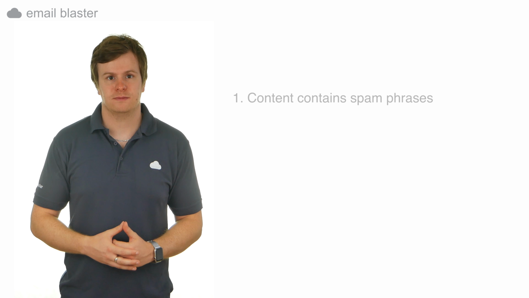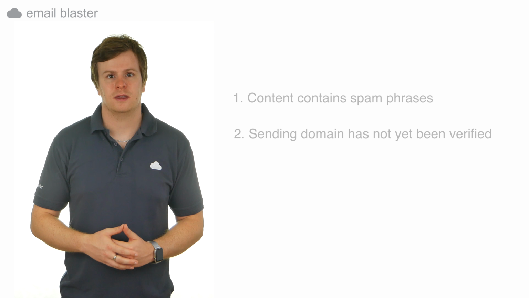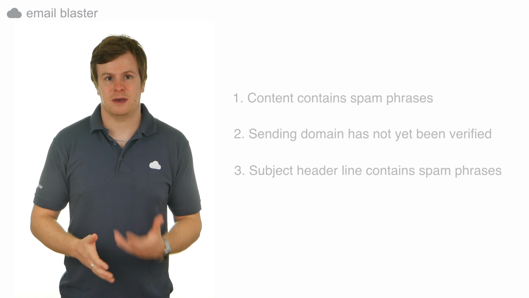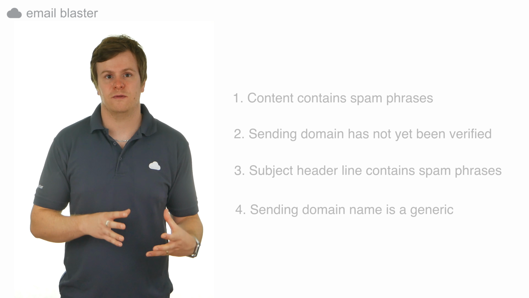Message or send from settings. There was a problem with the content of your email or the send from settings. This caused delivery to fail. Now, this could be for any number of reasons, and these include: content contains spam phrases, sending domain has not yet been verified, subject header line contains spam phrases, sending domain name is generic such as info at, or sales at, or even no reply at.